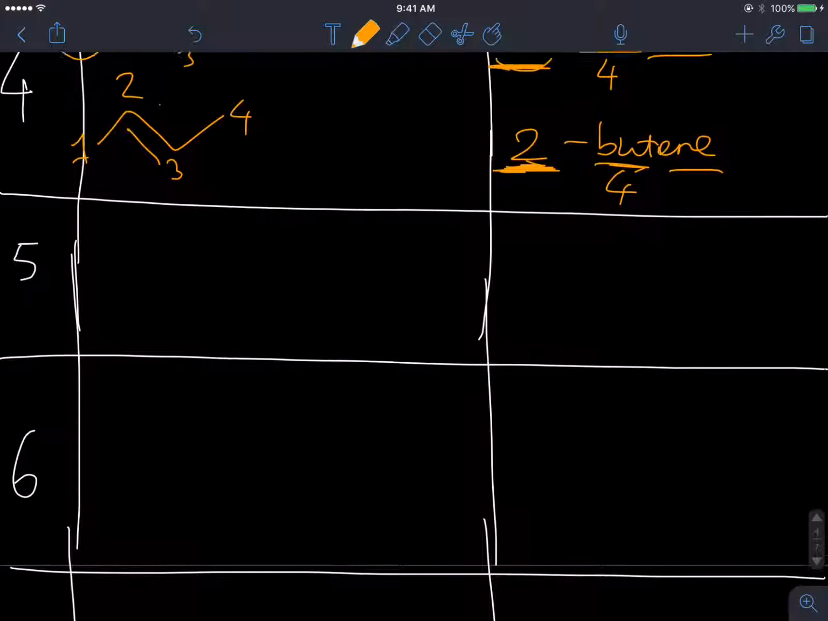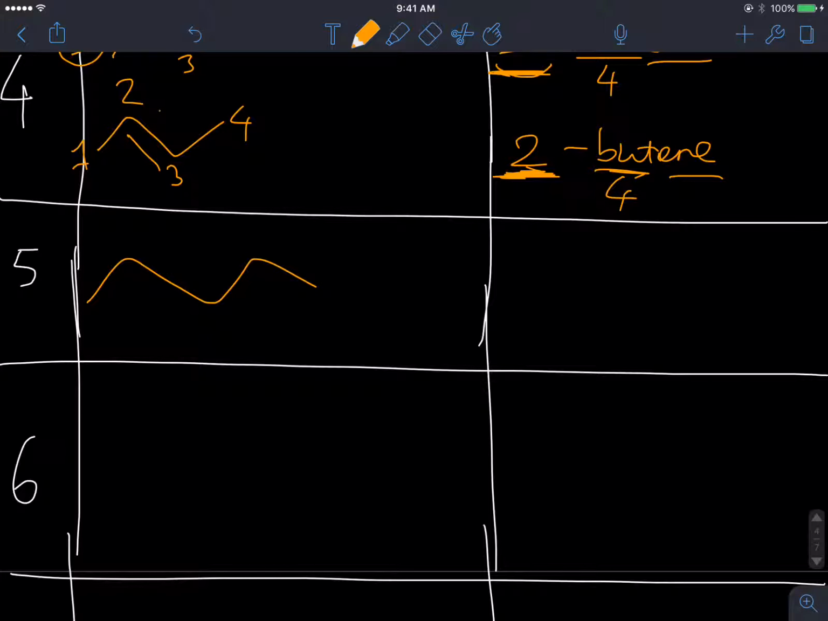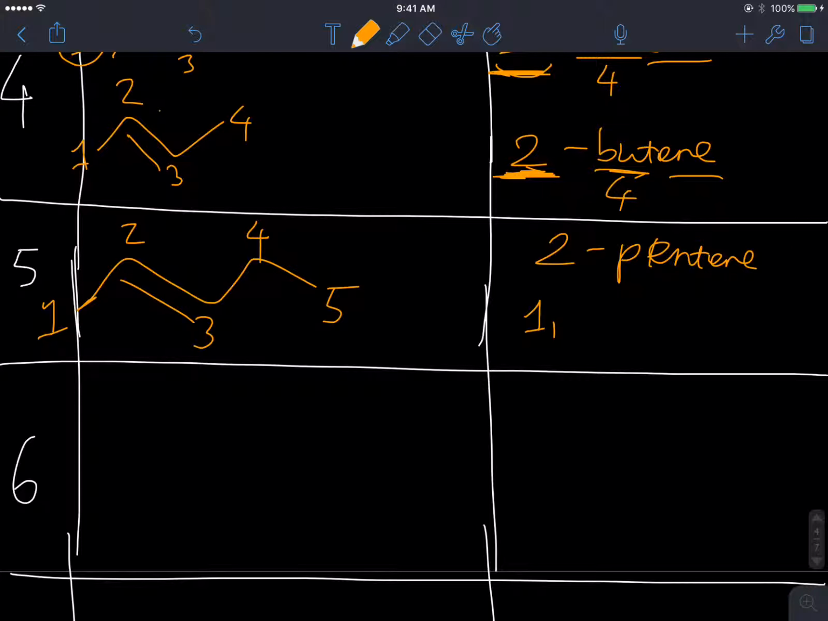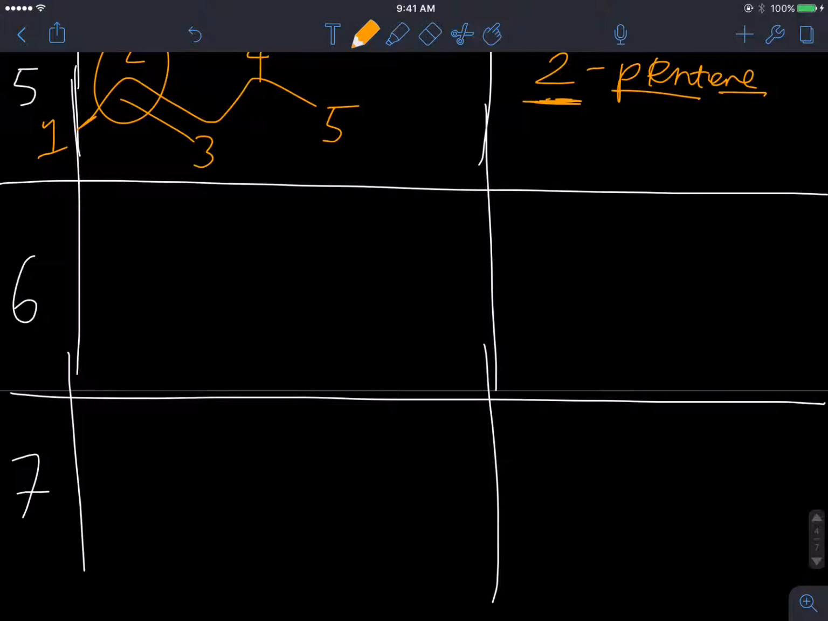How about 5? Remember 1, 2, 3, 4, 5. 2-pentene. Yep. 2 stands for the location of the double bond, it's right here. Pent means 5 carbons. ENE is a suffix. How about 6 carbons?